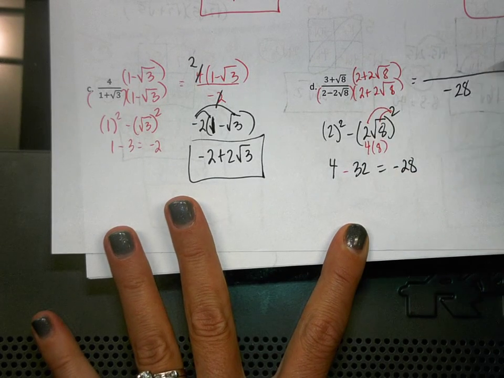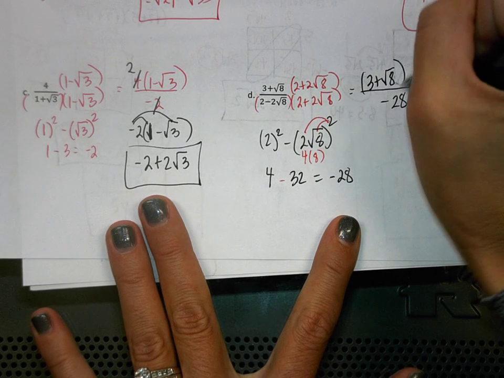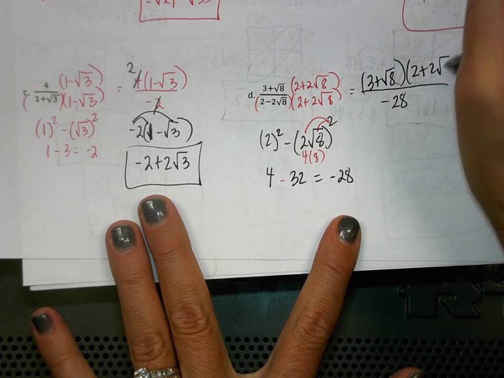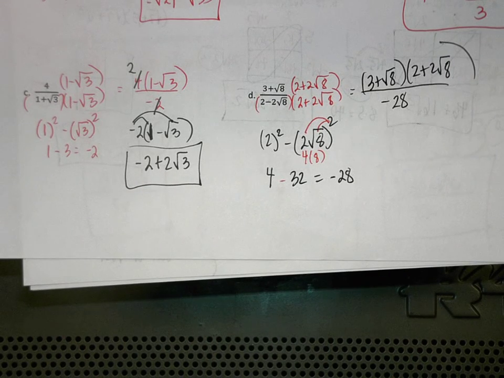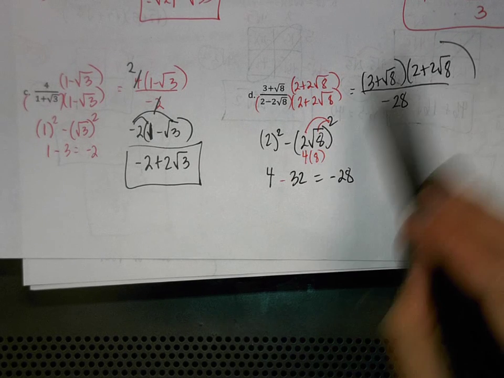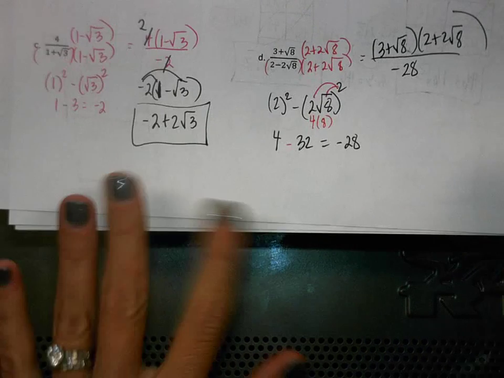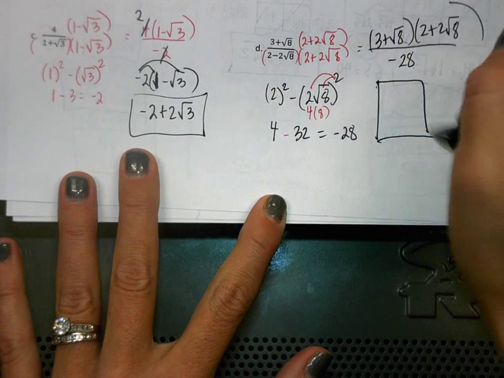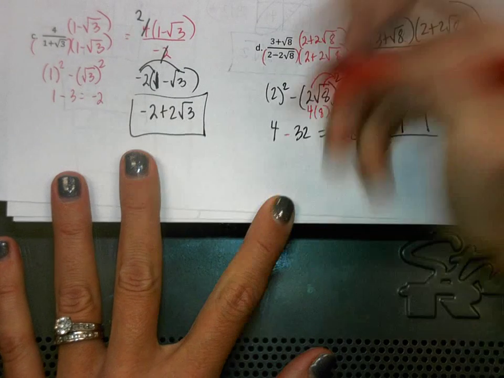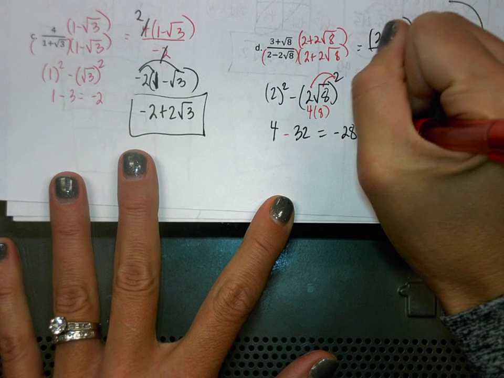And then on the top, I have 3 plus root 8 times 2 plus 2 root 8. Do you notice how this time it's not like a single term that I can distribute? And so, because these aren't the same, they're not conjugates of each other, we should go ahead and use our box to multiply it out. Okay? So I'm going to go ahead and make a box here. And we have 3 and a root 8 on one side, and 2 and 2 root 8 on the other.